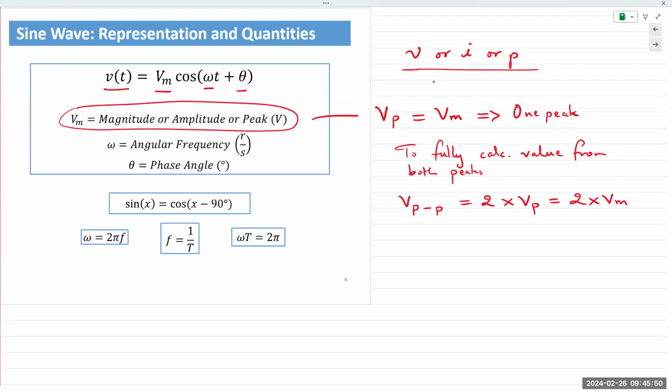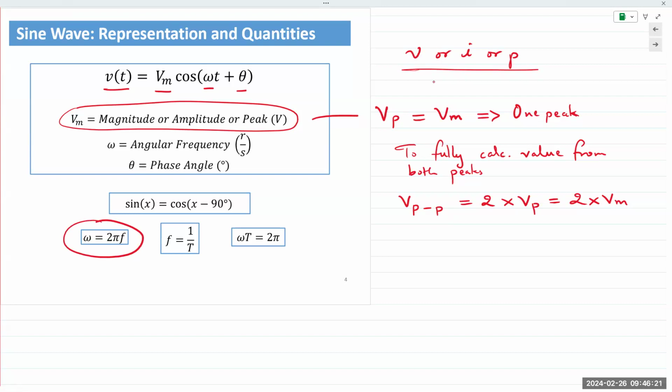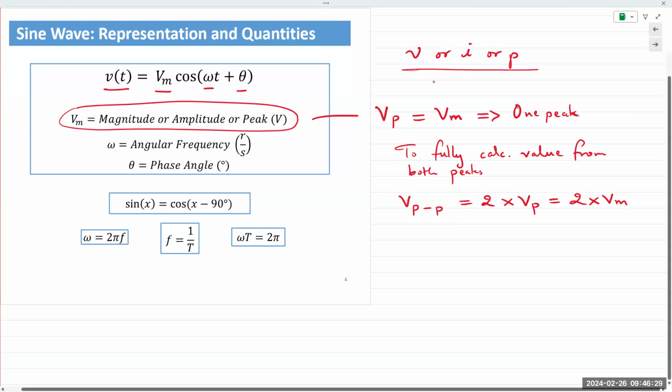Then we typically represent the waveform using the cosine function, so cos of omega t plus theta. Omega is the angular velocity or the angular frequency in radians per second, and it can be broken down into 2 pi f. We'll look at the graphical illustration in the next slide, where it will make a little more sense. Omega is 2 pi f. Theta is the phase angle in degrees.